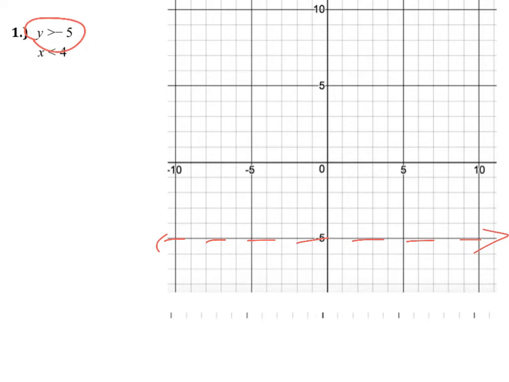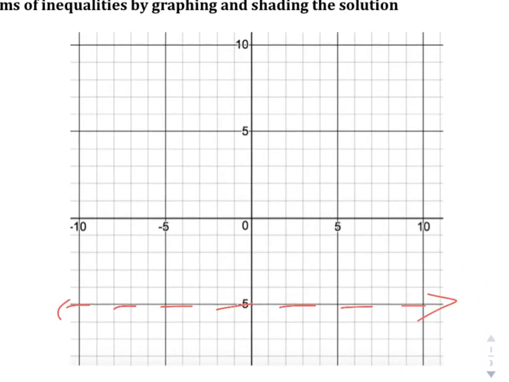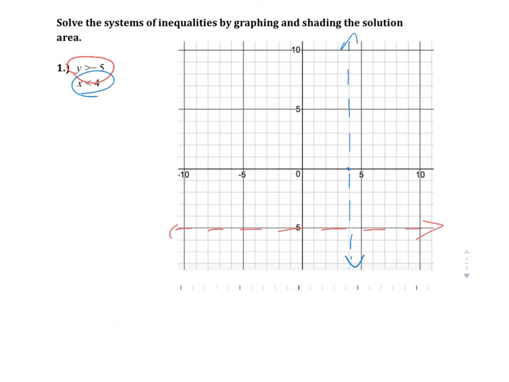So the other line, I'm just going to change colors here, that is going to be the one in blue, and that is x is less than 4. Well, when we have x there by itself, that's going to represent a vertical line. So we are going to have our point at 4, and we're going to have our dashed line vertically going straight up and down.